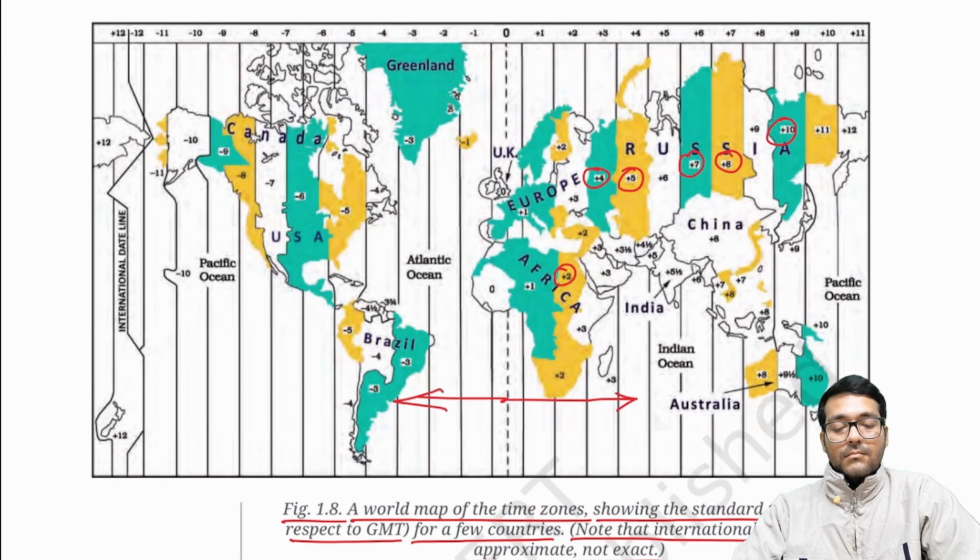Similarly, to get the standard time of the countries towards the west of the prime meridian, you have to subtract the numbers written on those countries from GMT.